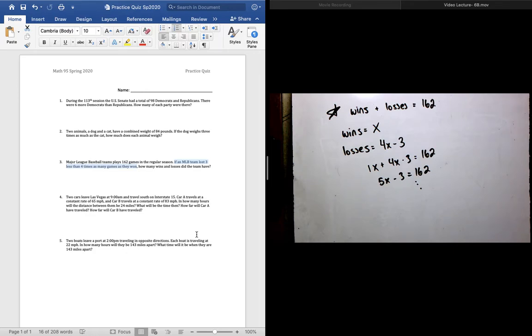In this one, you might solve it, get x equals, I don't know, 35 or something. And then I could ask you how many losses they had. So you're not done when you get x equals 35. You've got to go plug it back into the losses expression and make sure that you get the true value.